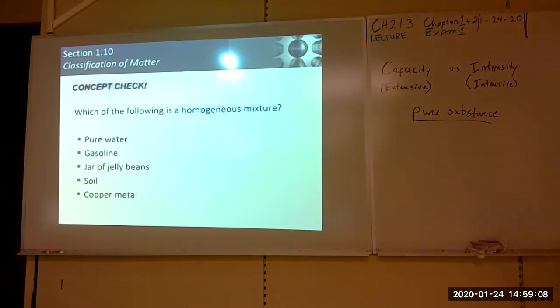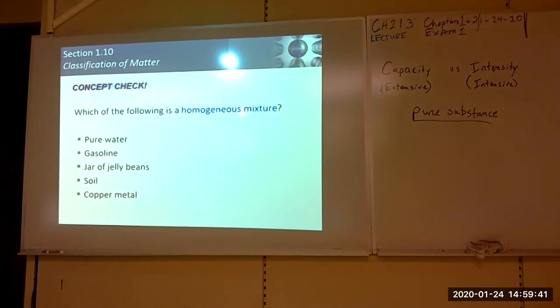Which one of these is a homogeneous mixture? This brings up the idea of what's the question and how do you approach answering the question. Back to front sometimes is better. Look at what we're looking for, homogeneous mixture. Well, which one of these are mixtures? Pure water, that ain't a mixture. Copper metal, that's not a mixture. Right? Both are pure substances. So it's got to be one of these.